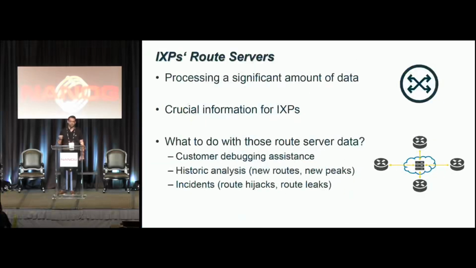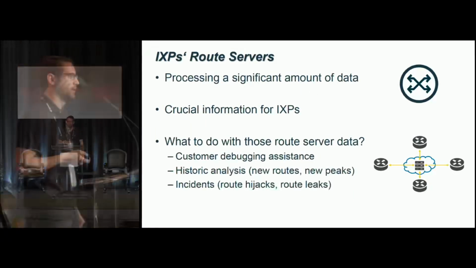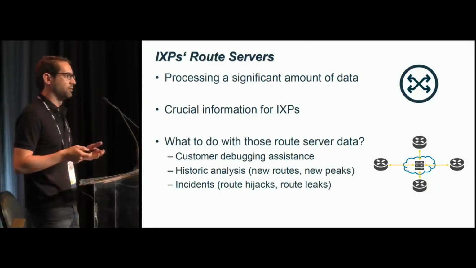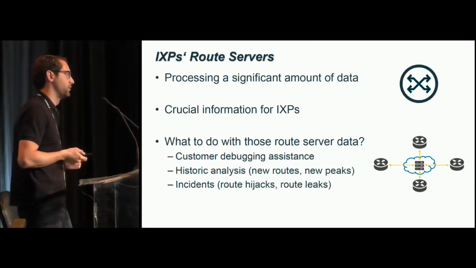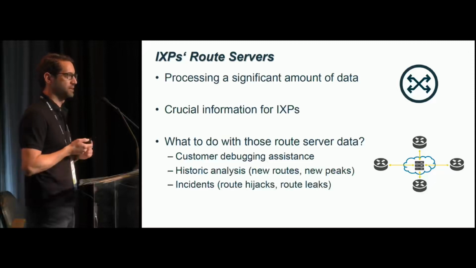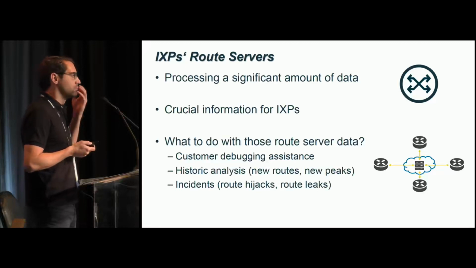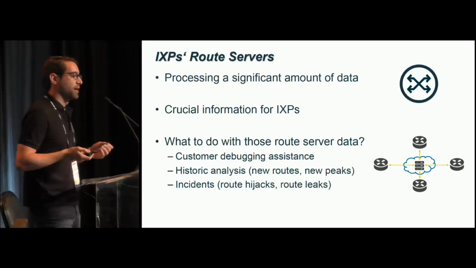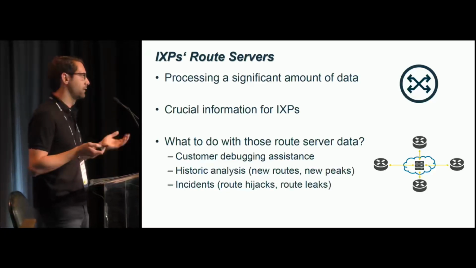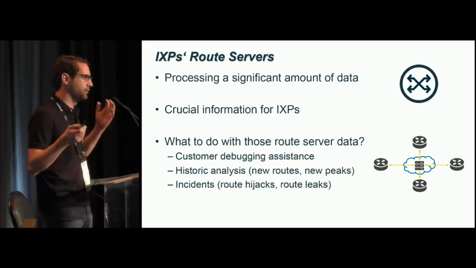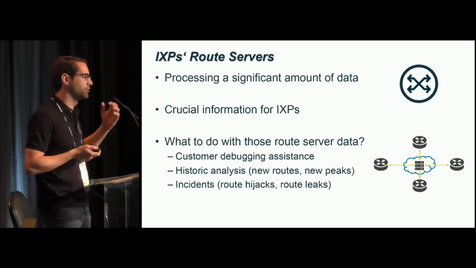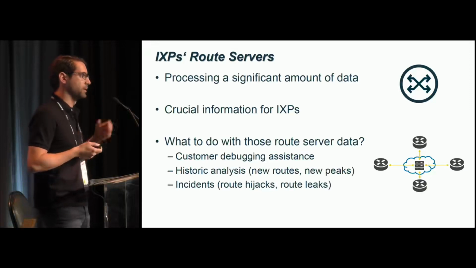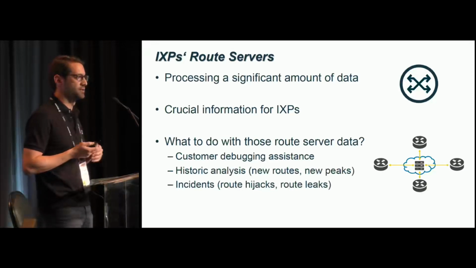We all know IXPs maintain route servers and that they're processing a significant amount of data. Probably not the amount of data, which is crucial here, but this sort of information is very important for IXPs, all the BGP announcements. If you get requests from customers, you may need to debug something. Customers ask, hey, we see weird things going on, we don't see certain prefixes, or why don't you accept certain prefixes? So sometimes you just need debugging because a customer is asking for it.